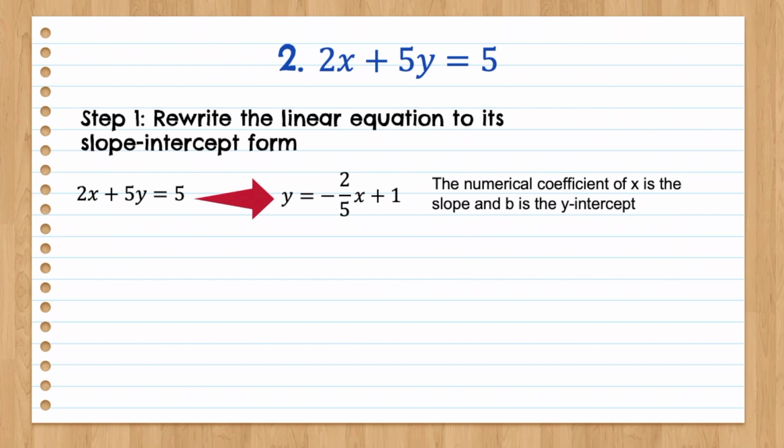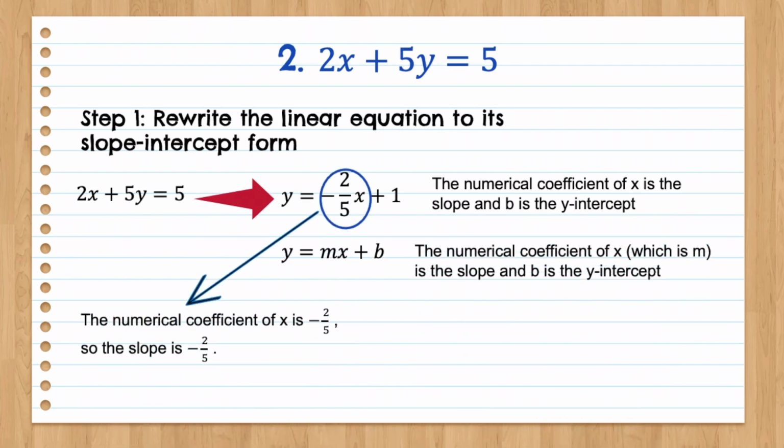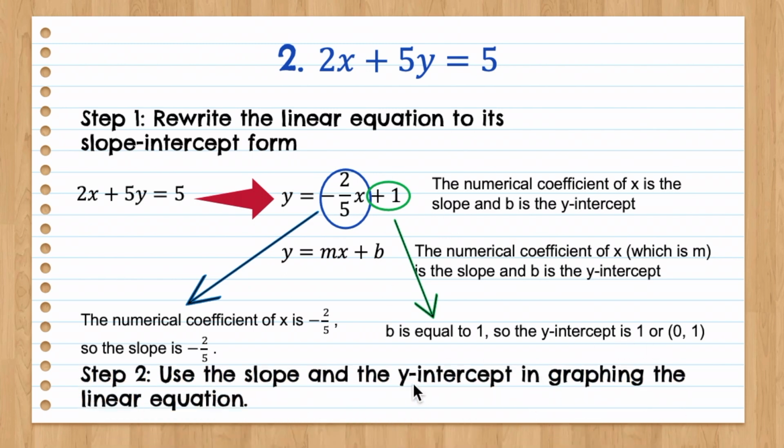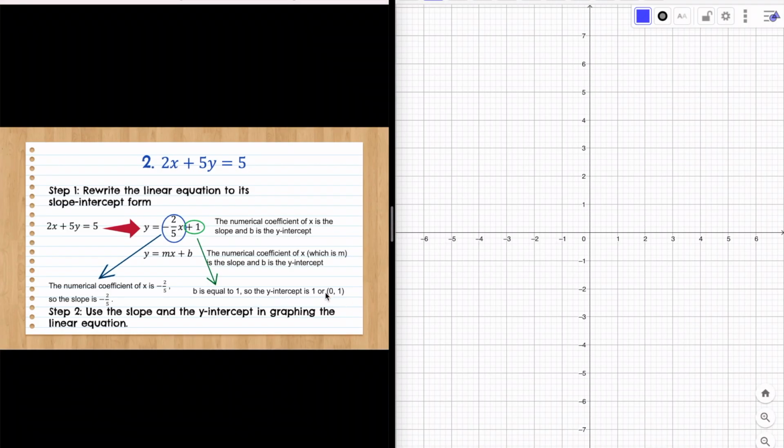And then, from that slope-intercept form, you have to identify its slope. So, titignan mo yung numerical coefficient ni x, which is negative 2 over 5. Since negative siya, pwede kang pumili. Either yung numerator ang negative or yung denominator yung negative. Kasi negative divided by positive is negative, or positive divided by negative is negative. And then this one, titignan mo yung b, that will be your y-intercept. So our next step, use the slope and the y-intercept in graphing the linear equation. So again, plot mo muna si y-intercept. So you have 0, 1.